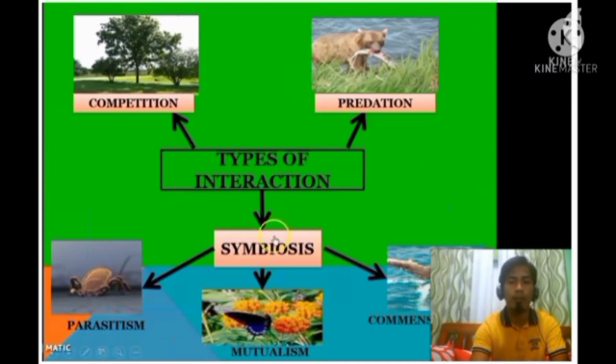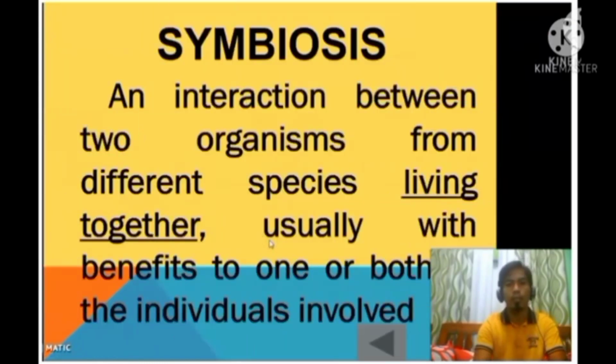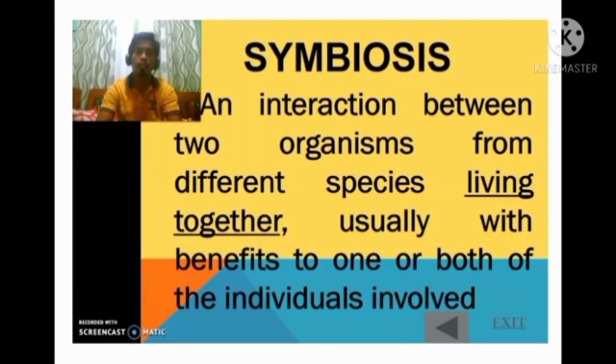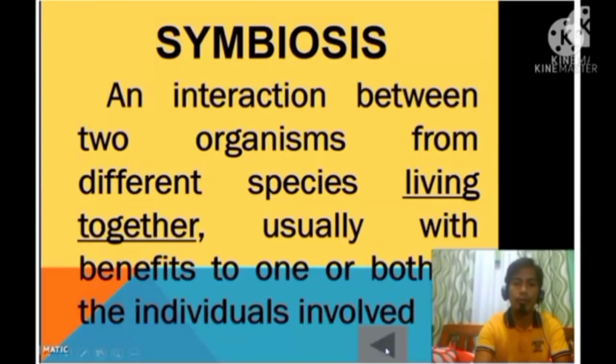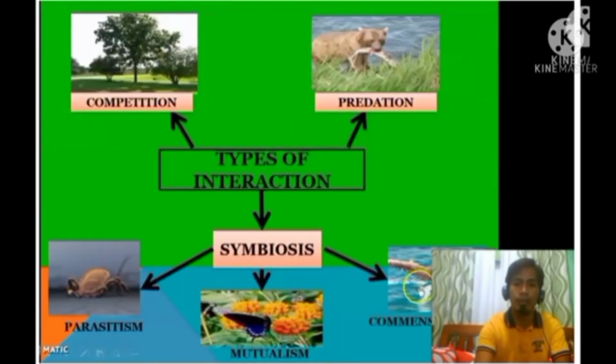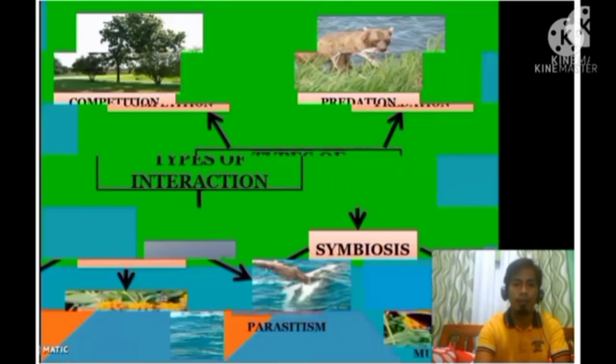Let's have symbiosis. So when we say symbiosis is an interaction between two organisms from different species living together, usually with benefits to one or both of the individuals involved. So we have three types of this. Let us first have commensalism.